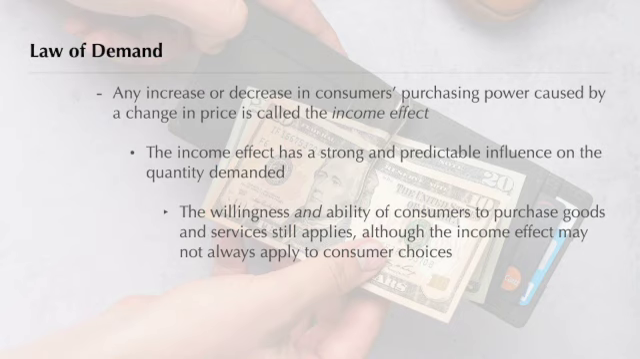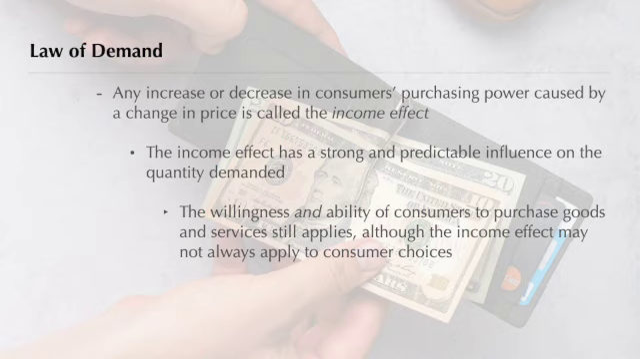The income effect also exists when the price of a product rises and an individual can buy less of the product with the same amount of income. If the price of CDs jumps to $18, a consumer with $30 to spend does not have enough money to buy more than 1 CD. The consumer's purchasing power has decreased, resulting in a decrease in the quantity of CDs demanded from 2 to 1. In general, the income effect has a strong and predictable influence on the quantity demanded.